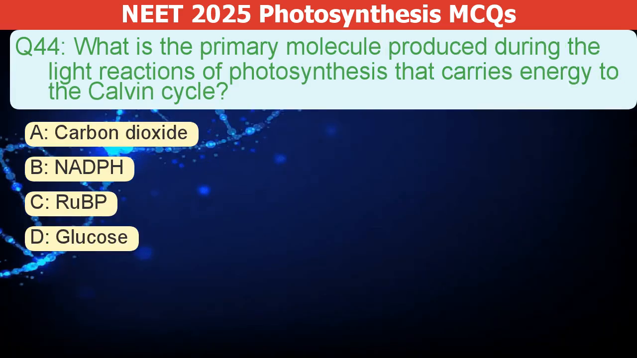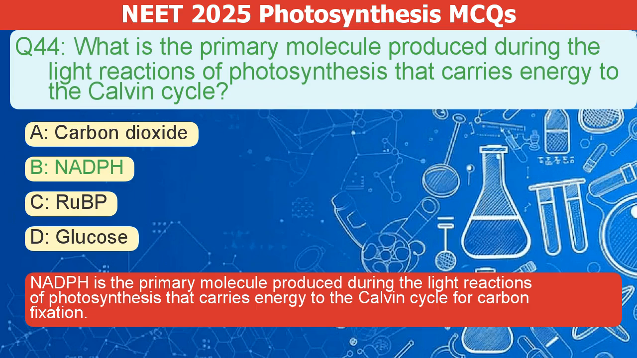What is the primary molecule produced during the light reactions of photosynthesis that carries energy to the Calvin cycle? A. Carbon dioxide. B. NADPH. C. RuBP. D. Glucose. The correct answer is B. NADPH is the primary molecule produced during the light reactions of photosynthesis that carries energy to the Calvin cycle for carbon fixation.